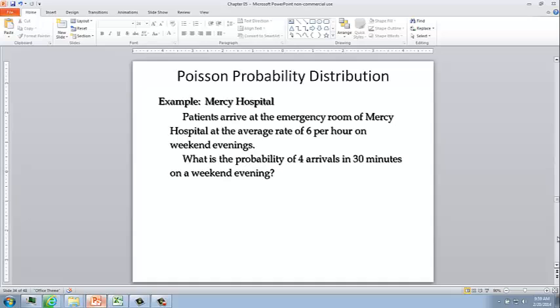Consider the case of Mercy Hospital. On average, 6 patients arrive per hour. So this is mu. We are now interested in finding out what is the probability that there will be 4 arrivals in 30 minutes. Please think a minute of how you would use the equation to solve this.